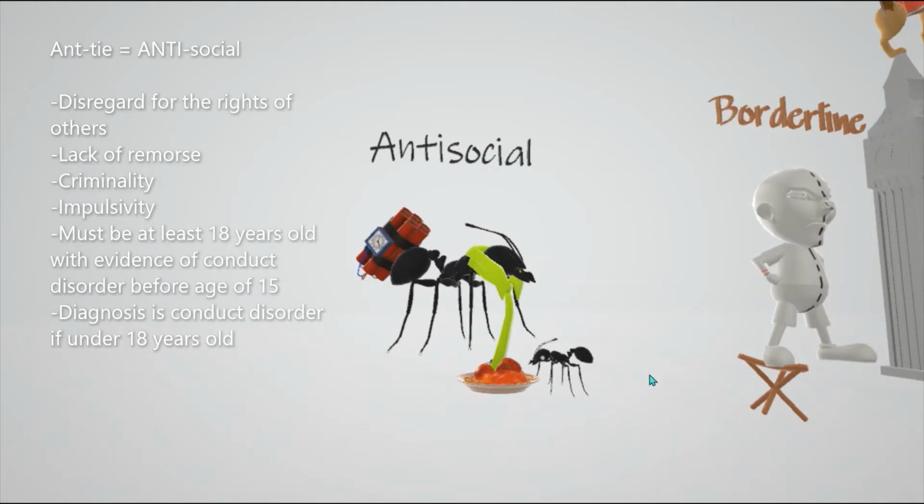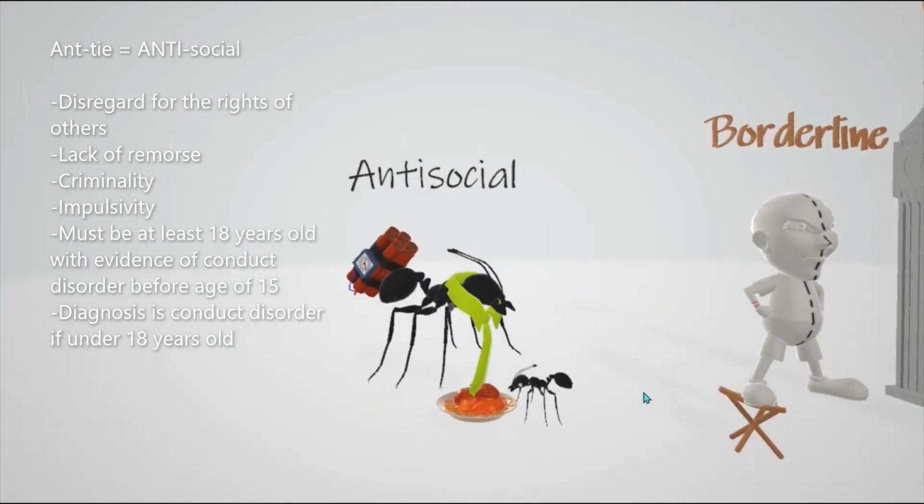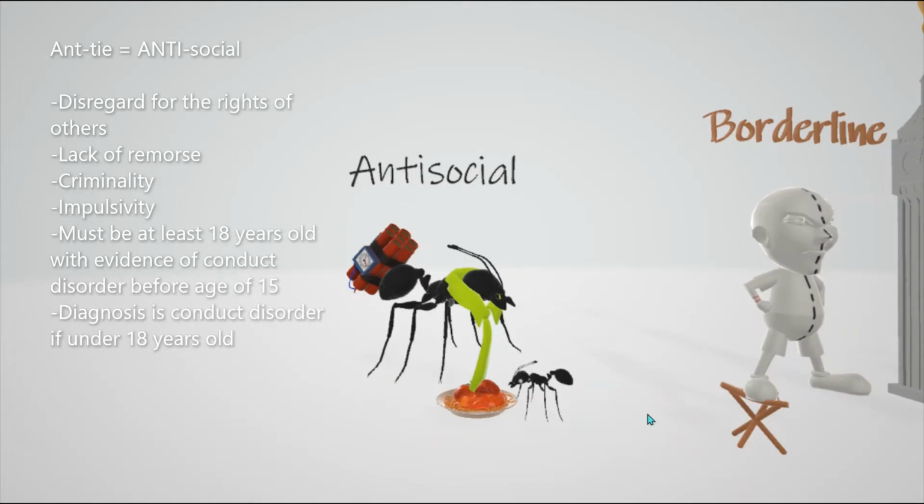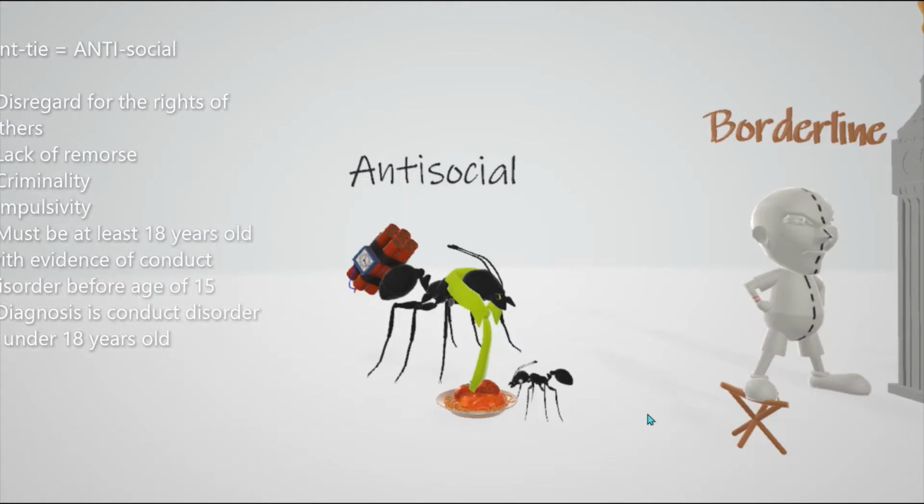Impulsivity, hostility, and manipulation. Okay, usually it is males, and just to point out, it must be older than 18 with evidence of conduct disorder onset before age of 18 for it to be antisocial. But if the diagnosis is under 18, then it's going to be conduct disorder. Okay, but antisocial is going to be when it's older than 18.